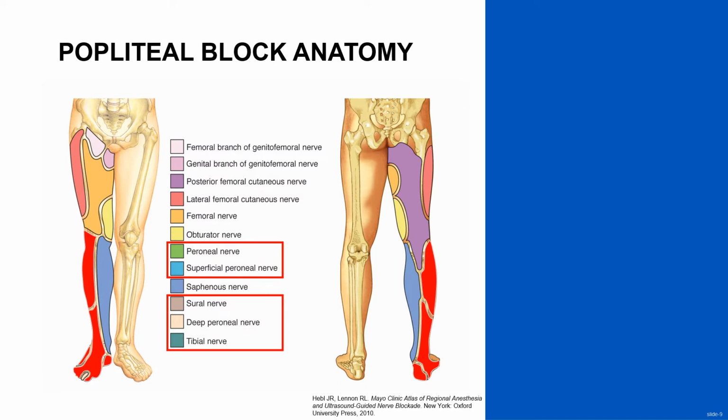As stated previously, the majority of the leg and foot are innervated by the sciatic nerve, demonstrated in this image with the area filled in red. The remaining medial part of the leg, which is shown in blue, is innervated by the terminal branch of the femoral nerve, the saphenous nerve.